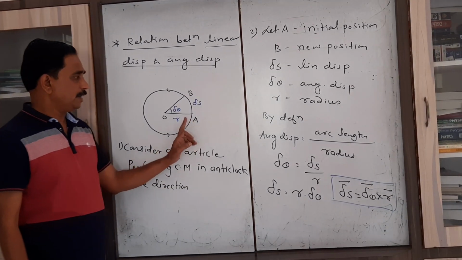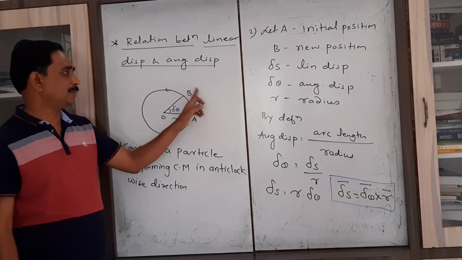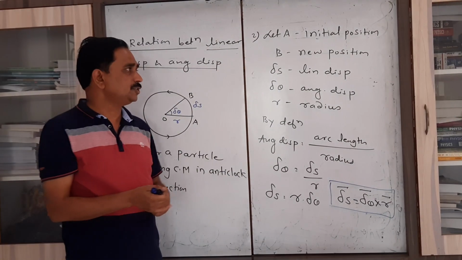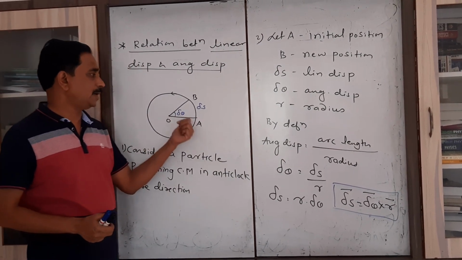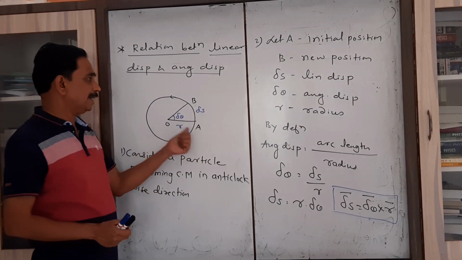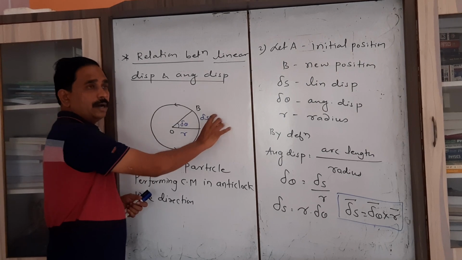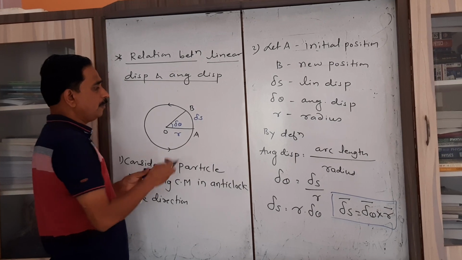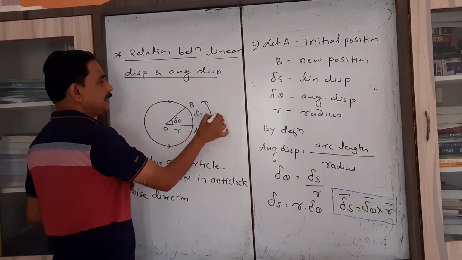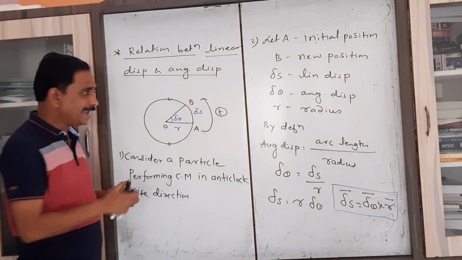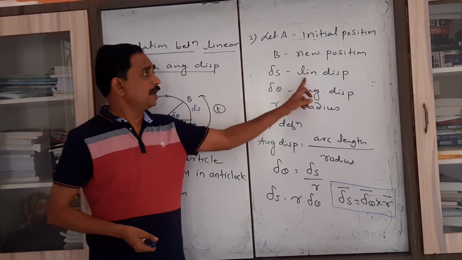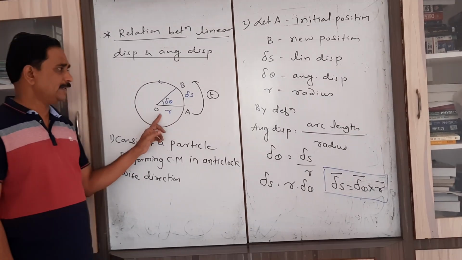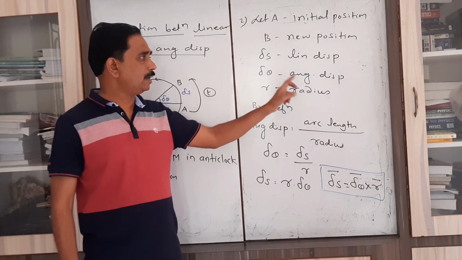Now we consider the initial position, and the position after some time. So I write here, A be the initial position, B be the new position, that is the position of that same particle after some time. Delta s is considered as the linear displacement. If the time taken by that particle to move from A to B is considered small, then this distance AB can be considered as the linear displacement. And the angle described by the radius vector at the center of the circle is nothing but the angular displacement.